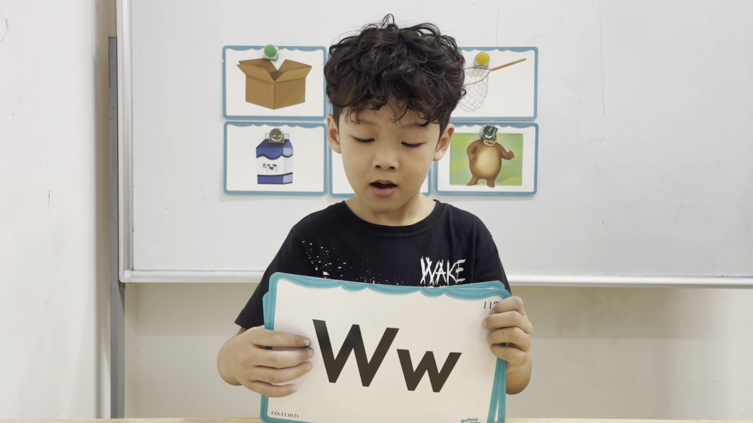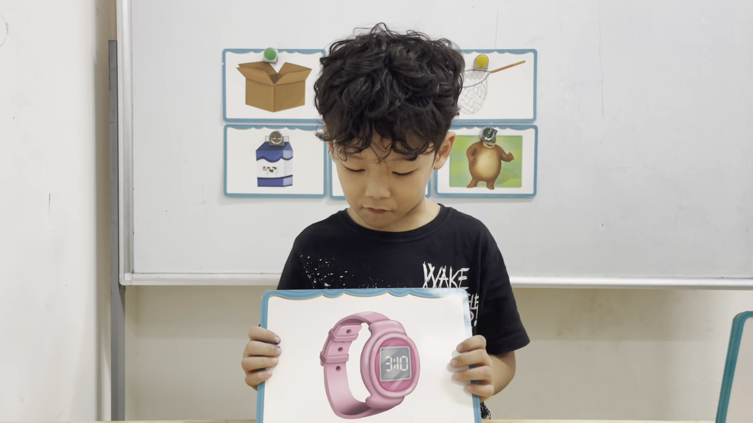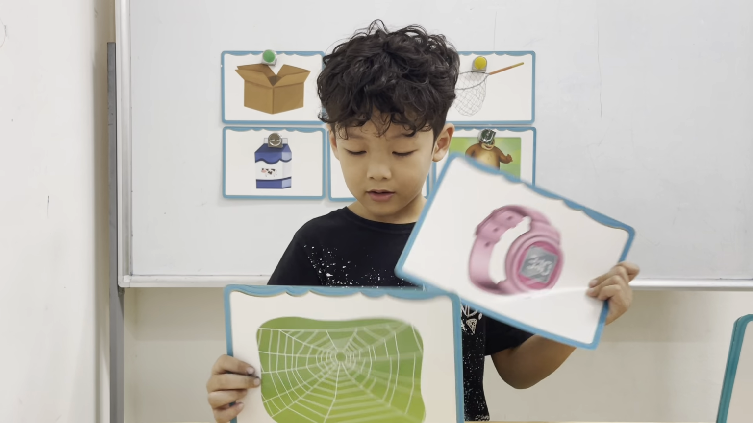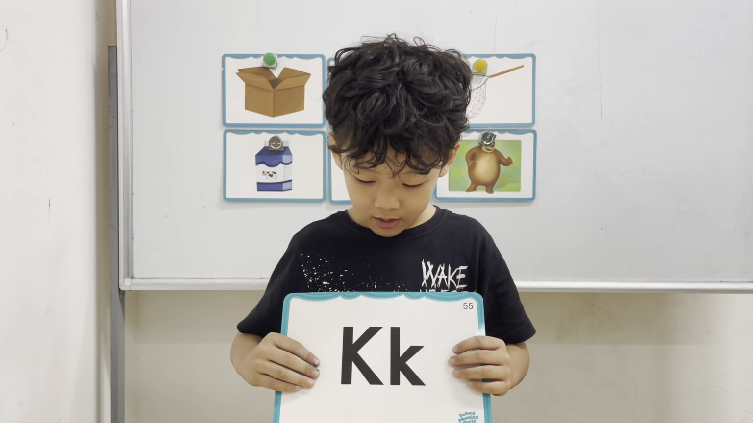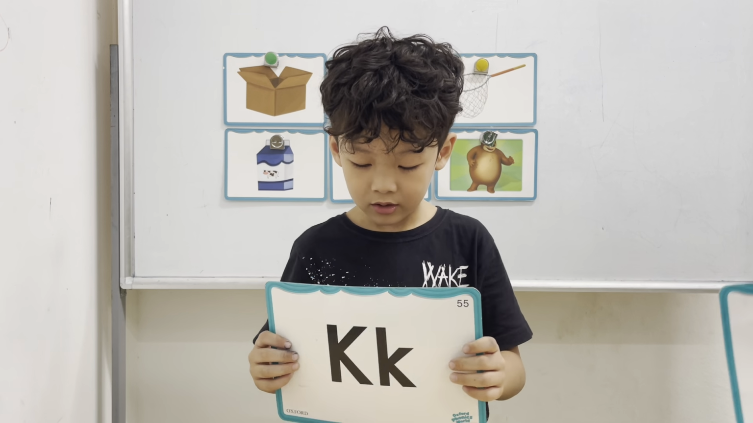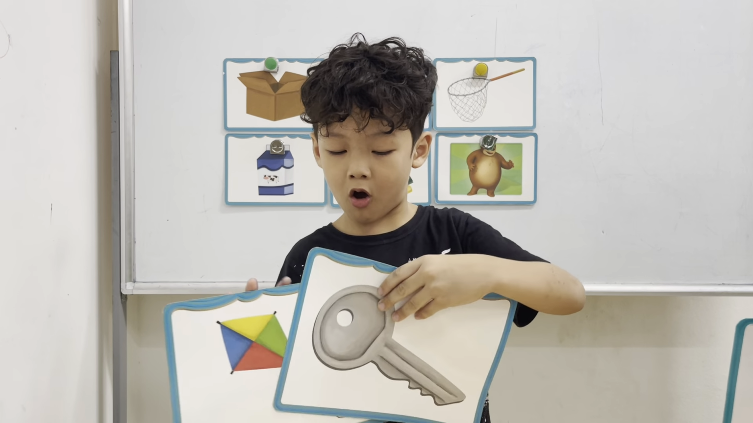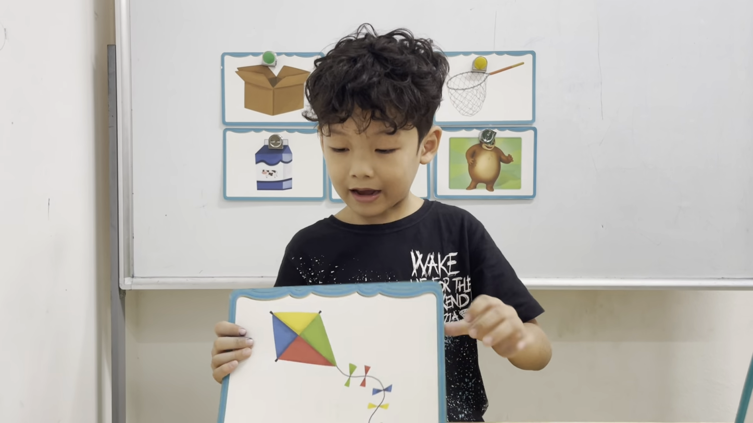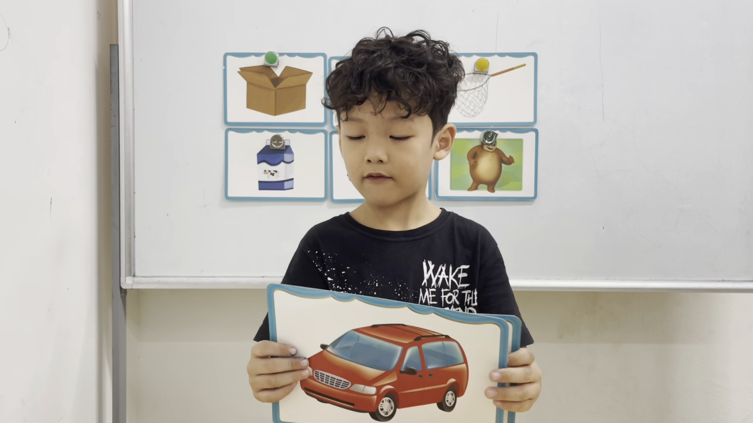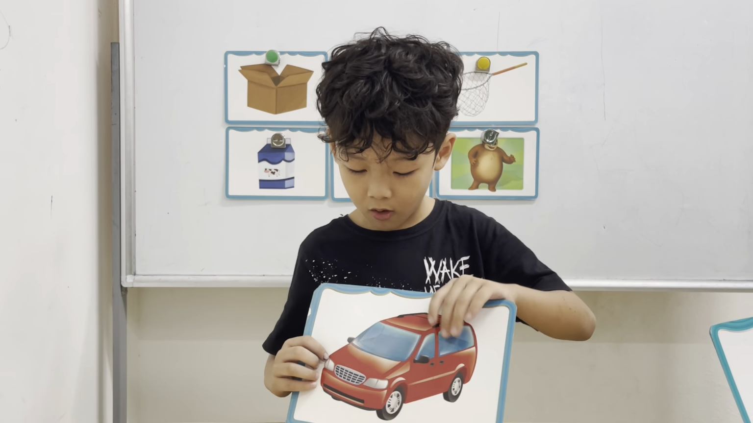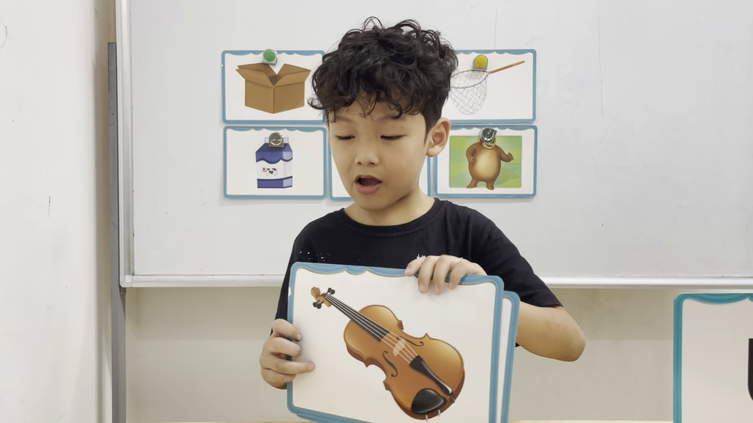Letter W sound. W is for watch. W is for when. Letter K sound. K is for key. K is for kite. Letter V sound. V is for van. V is for valley.